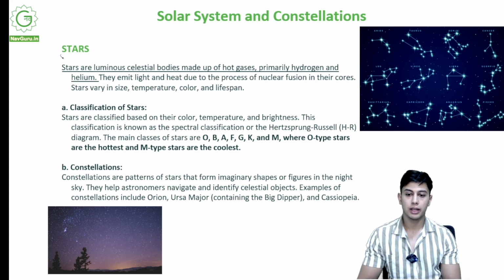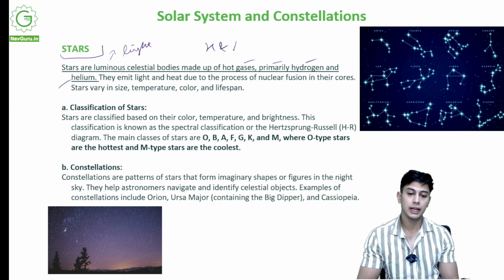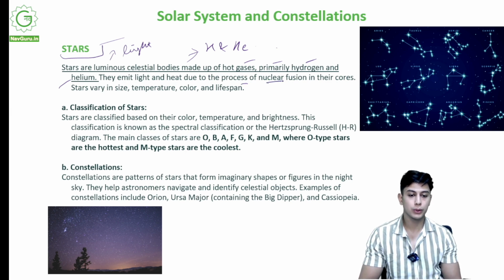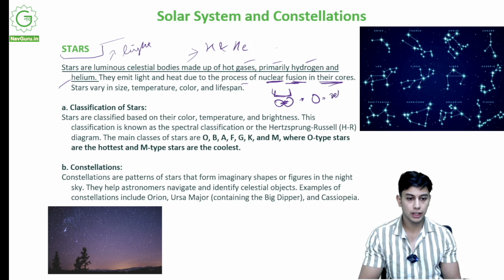Now we come to stars. Stars are luminous, meaning light-emitting, celestial bodies made up of hot gases, primarily hydrogen and helium, H and He. They emit light and heat due to the process of nuclear fusion in their cores. So the atoms of these gases combine, say two to make one, and this is called fusion, and this releases a lot of energy.